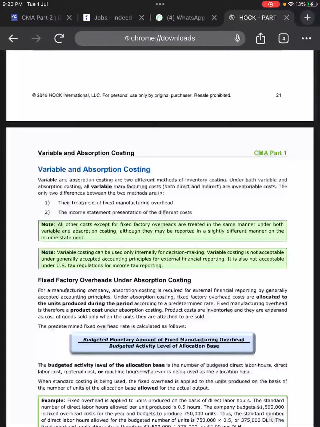Under both variable and absorption costing, all variable manufacturing costs are inventoriable, and the only difference between the two methods is their treatment of fixed manufacturing overhead. Especially, the difference between variable costing and absorption costing is only the fixed manufacturing overhead treatment method. Okay, income statement presentation of the different costs.